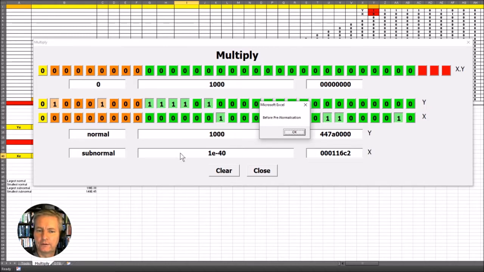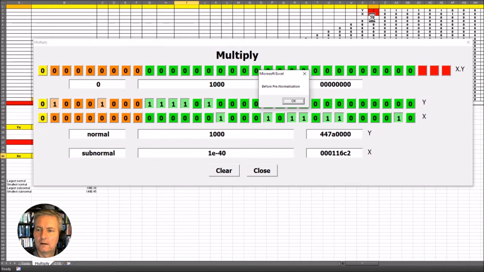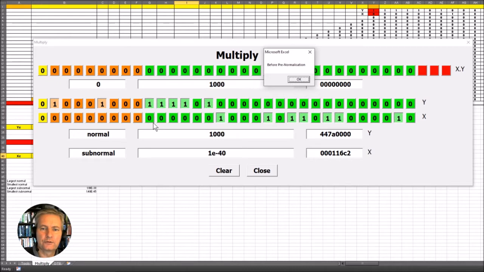You can see that the subnormal number is the x number, and that's the x number here. Now what we're going to do is take this subnormal number, and you can obviously see the number down here as well, and we can count the number of leading zeros in the significand. So the number of leading zeros is going to be 1, 2, 3, 4, 5, 6.